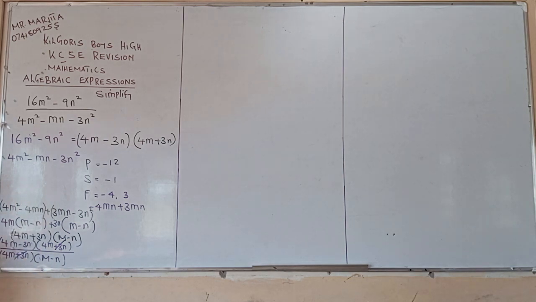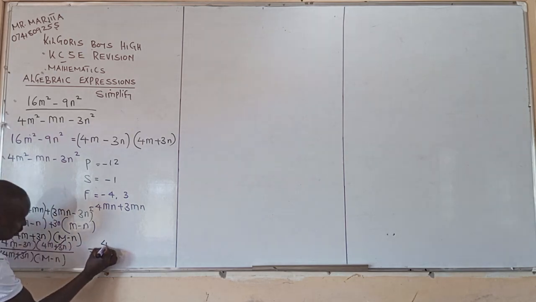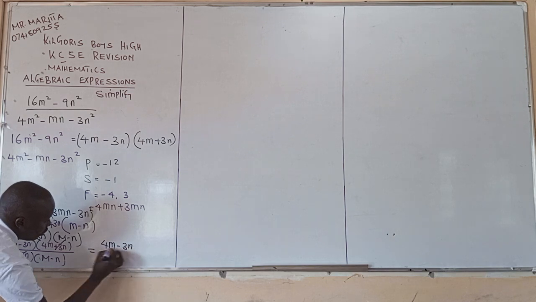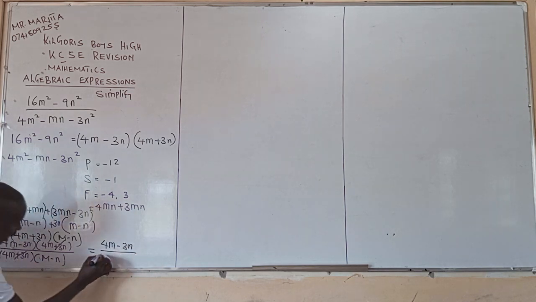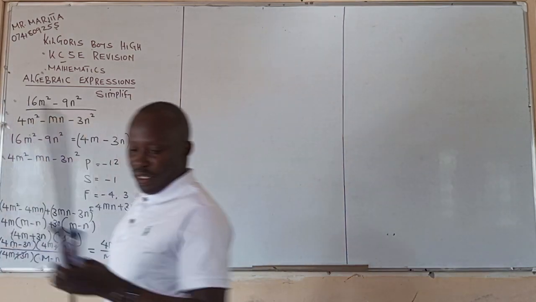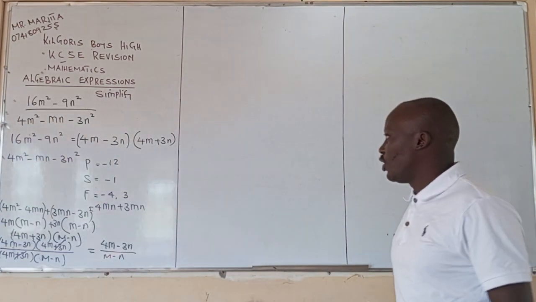And then the final answer we have is equivalent to 4m minus 3n, you divide by m minus n. That is the simplification of this one here.